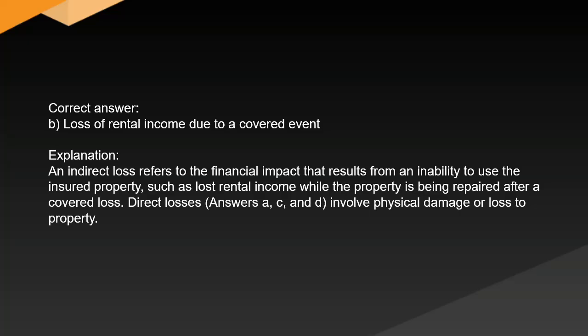Explanation. An indirect loss refers to the financial impact that results from an inability to use the insured property, such as lost rental income while the property is being repaired after.